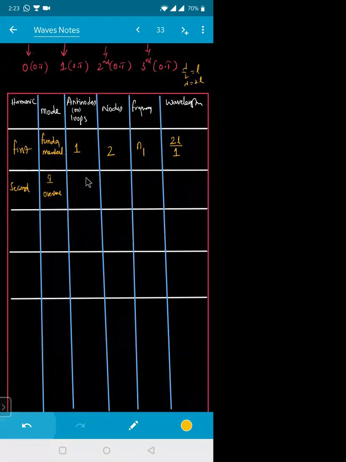Number of antinodes will be equal to how much? 2. Number of nodes will be equal to how much? 3. Frequency will be equal to 2N1. Number of loops will be equal to how much? Wavelength will be equal to 2L divided by 2. Okay.